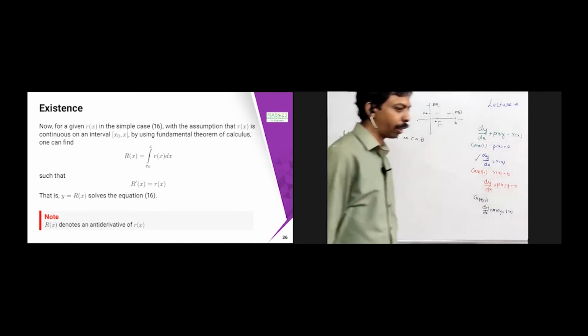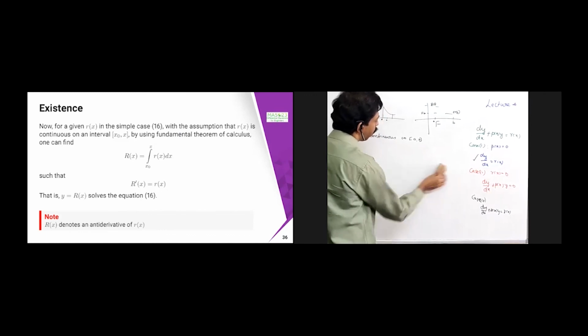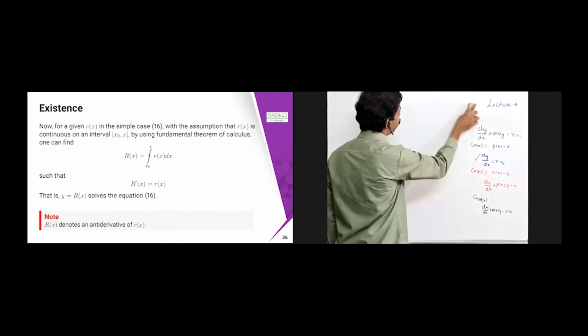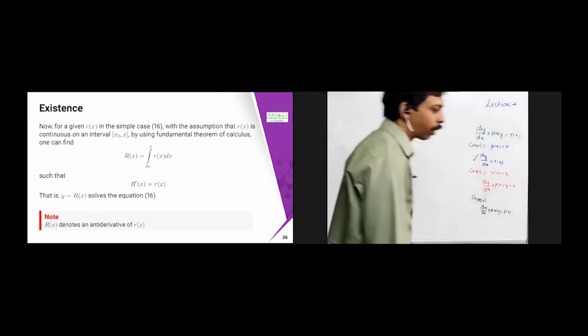Suppose I have dy by dx equal to r of x given. For this problem, suppose my r of x is continuous, and all the conditions of this theorem are satisfied. So in that case, I can just find the solution for this problem.